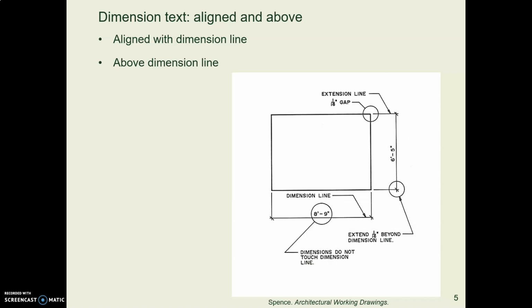Then the text is always aligned with the dimension line, which means if the dimension line is horizontal, the text is horizontal. If the dimension is vertical, the text is vertical. And the text is always sitting up above the dimension line. So that's different from mechanical drawings.